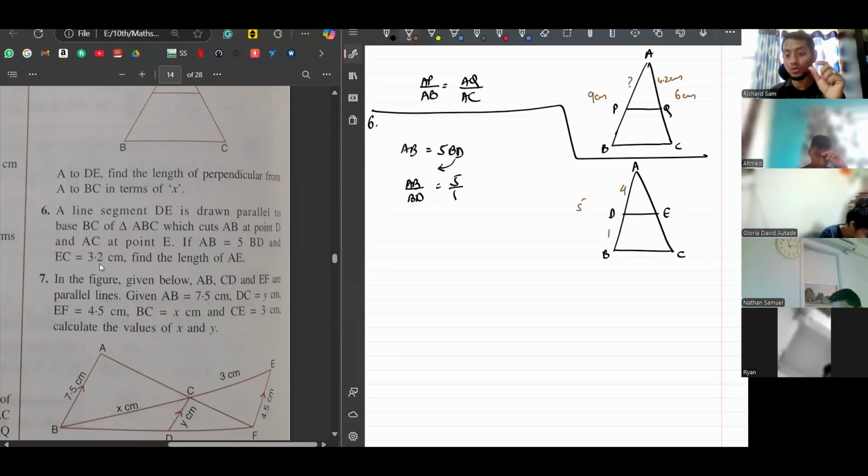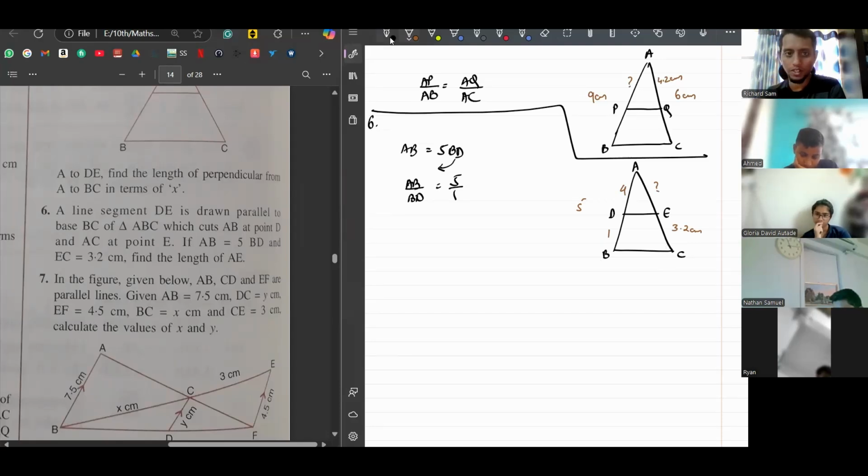And what else is given? EC is 3.2 centimeters. Find the length of AE. All right. So here, what do we use? Do we use the ratios of proportional similarities, or should we use BPT? We'll use BPT because we have BD and EC.